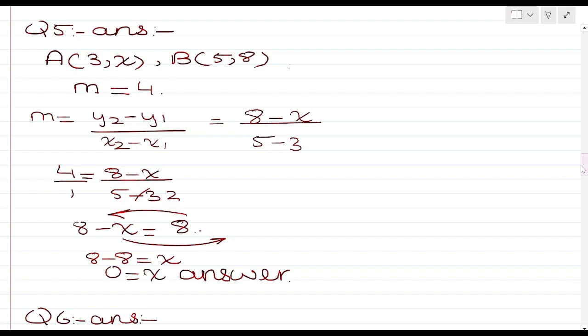Now if we cross multiply, that means that 5 minus 3, that is 2. So 4 2s are 8. 8 minus x will be equal to 8. Now there is a negative sign alongside x, so we will move x to the right side while 8 will move to the left side. So that means 8 subtracted from 8 is 0 and that will be equal to the value of x.